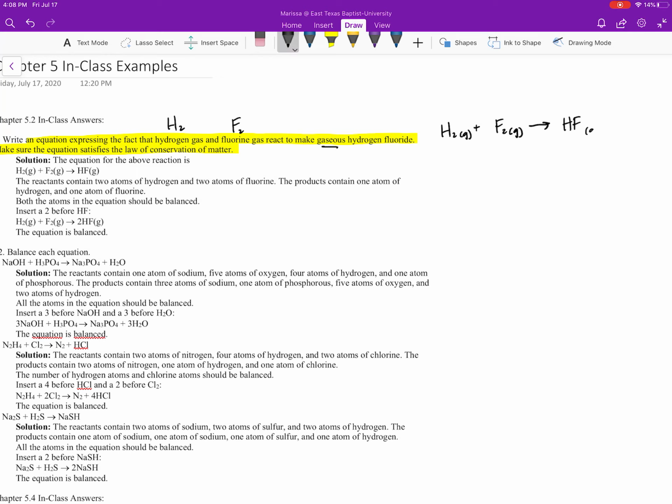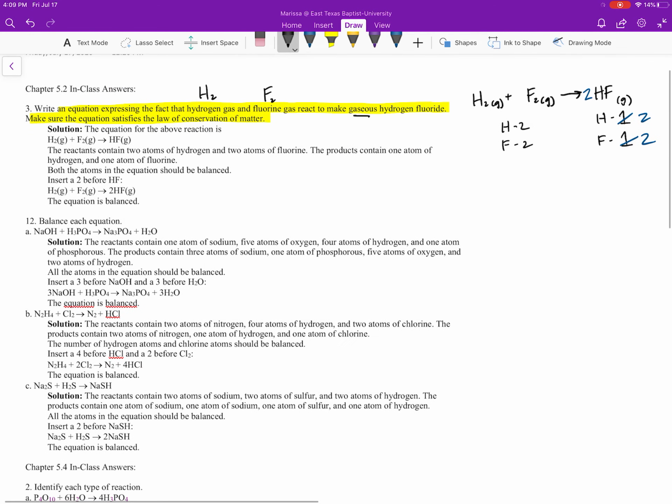And now I need to see if they're balanced. And so in this case, on the left, I have 2 hydrogens and 2 fluorines. On the right, I have 1 of each. And so I need to make the right equal the left. And in this case, I can do that very easily by adding a 2 in front of the hydrogen fluoride. And now I have 2 hydrogens and 2 fluorines, because that 2 tells me that I have 2 of each. And so now this is balanced.